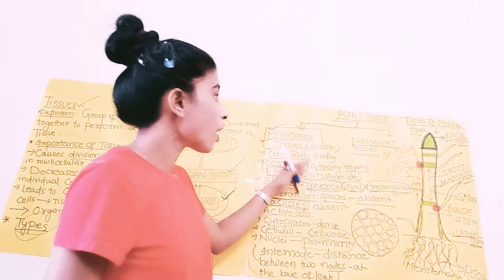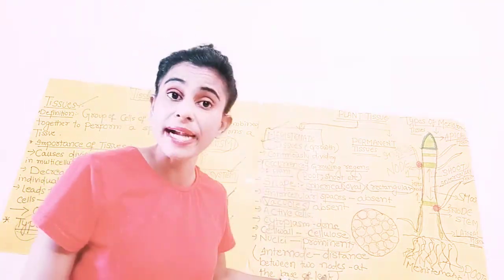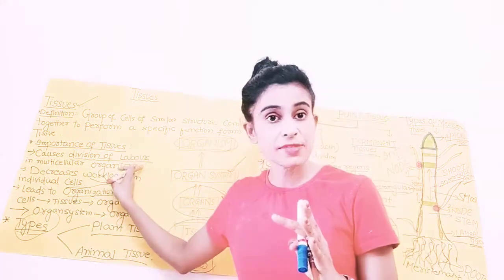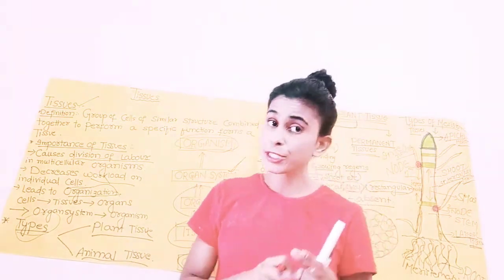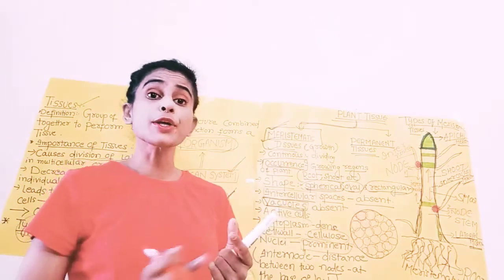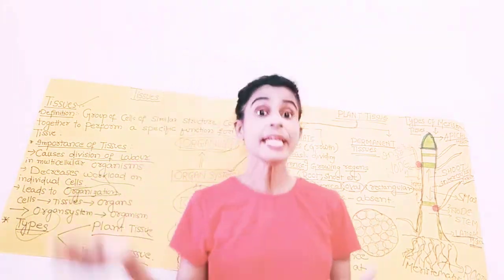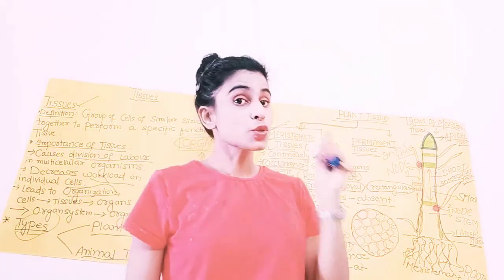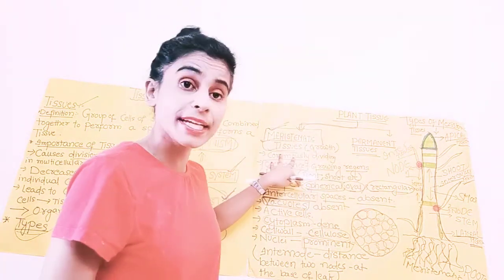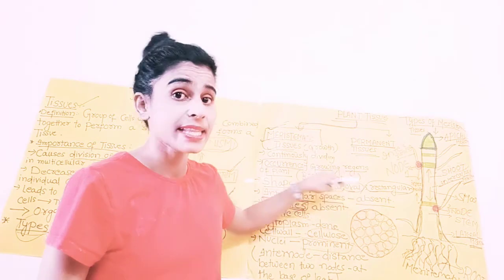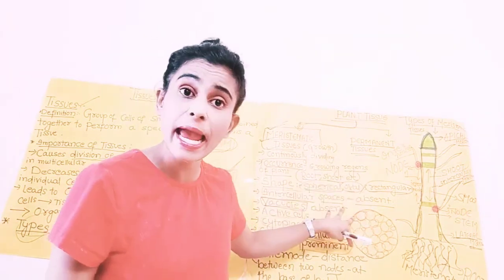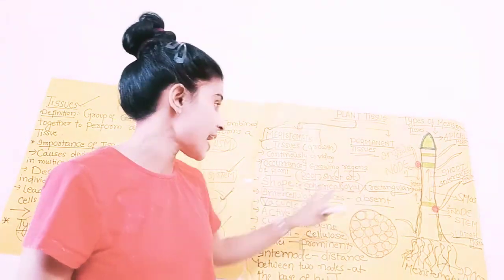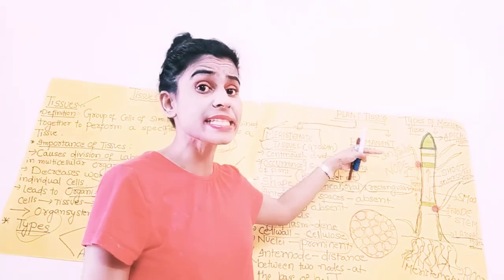So these are the different types of meristematic tissues. What we read today: what is tissue, the importance of tissues, and how many types of tissues, plant tissues and animal tissues. Then we moved on to plant tissues. How many types of plant tissues did we read? Two: meristematic tissues and permanent tissues. Today we discussed only meristematic tissues, which are a group of dividing cells. They are very active cells. Intercellular spaces are absent, vacuoles are absent, the cells are spherical, oval and rectangular in shape, and they are present in the root region and shoot region.